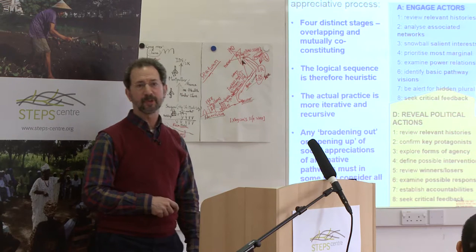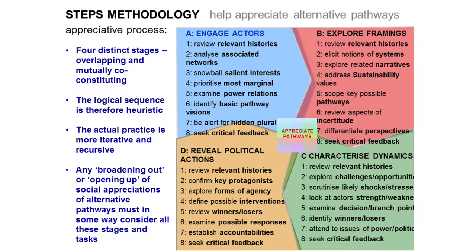Now, Andy introduced this framework, this four-step process for appreciating pathways, as he described it. These are overlapping to some extent, and as he described, mutually co-constructing. And we're not saying you need to follow a strict set of steps like this, but these can be helpful in getting you and getting us, certainly, in thinking about how we can take people, policy actors, science actors, local people, through a process to engage with this notion of pathways, to get people to think about how we might broaden out and open up that array of pathways available.